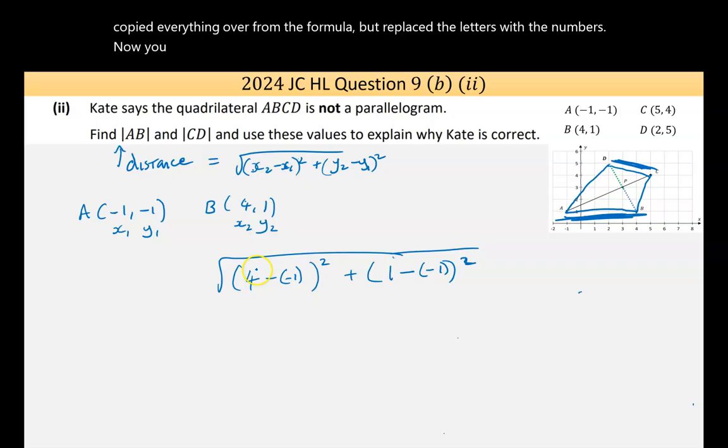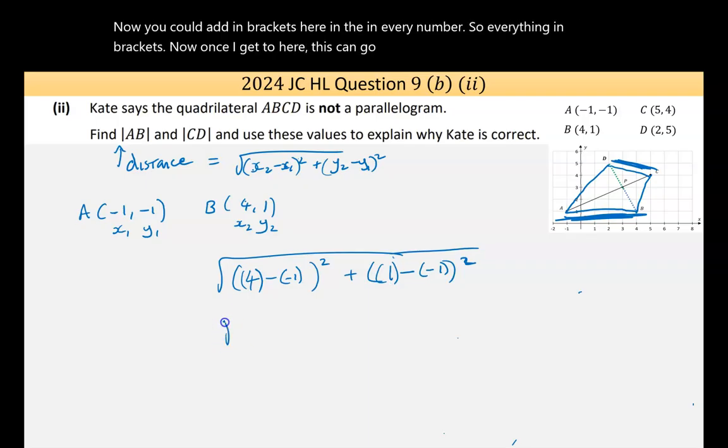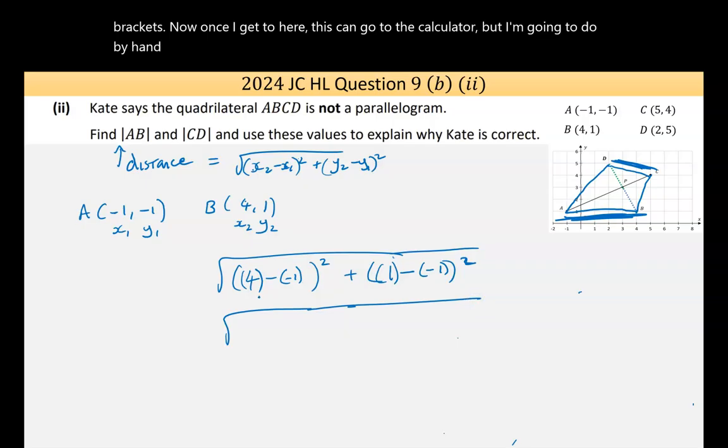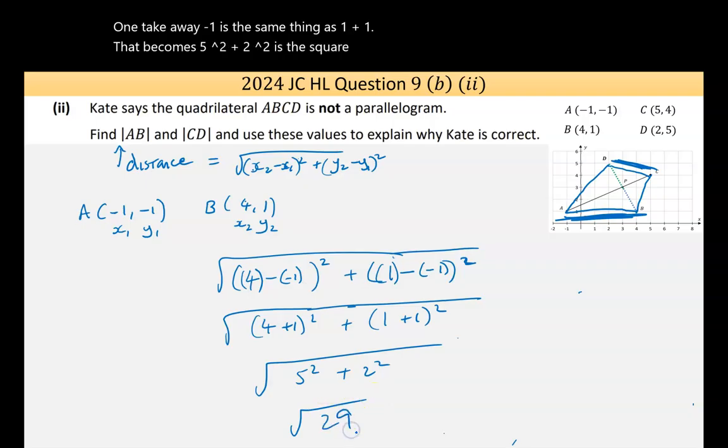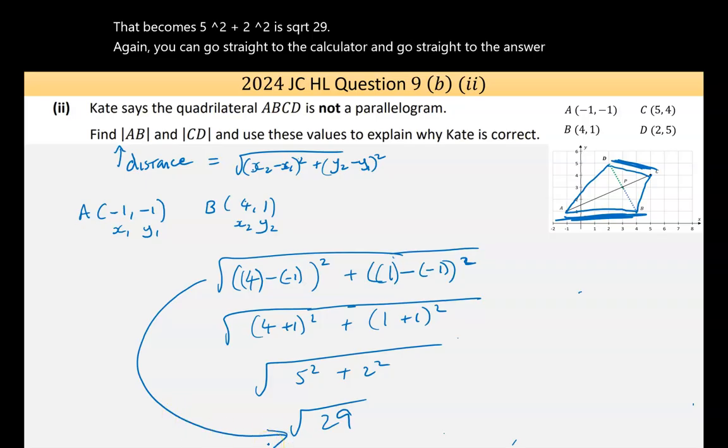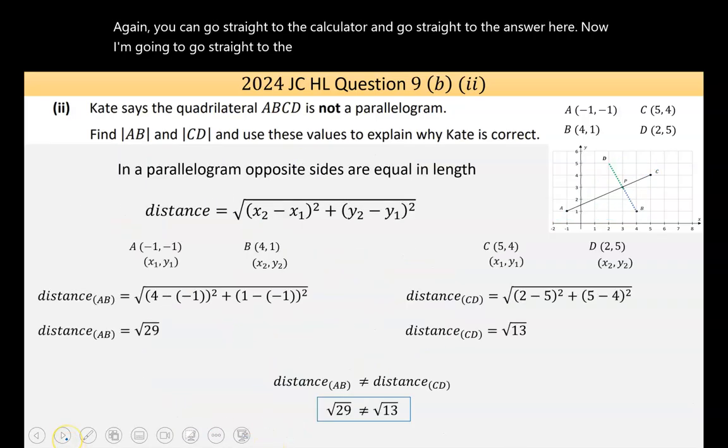Now you could add in brackets here in every number, like sub everything in brackets. Now once I get to here, this can go to the calculator, but I'm just going to do it by hand, because 4 take away -1 is the same thing as 4 plus 1. 1 take away -1 is the same thing as 1 plus 1. That becomes 5 squared plus 2 squared, which is the square root of 29. Now again, you could go straight to the calculator and go straight to the answer here. Now I'm going to go straight to the answer in the notes because I've done that here for CD. And the exact same thing.